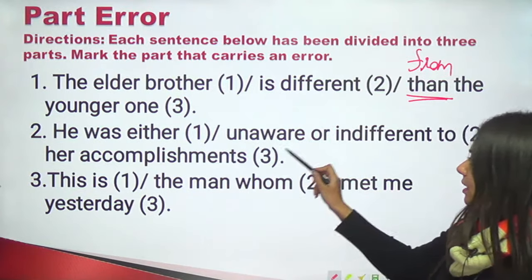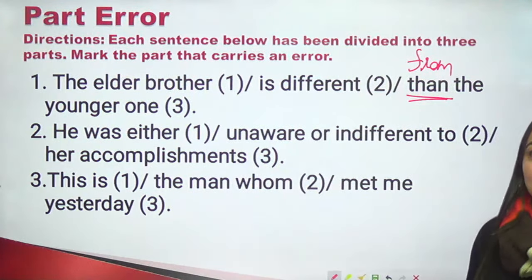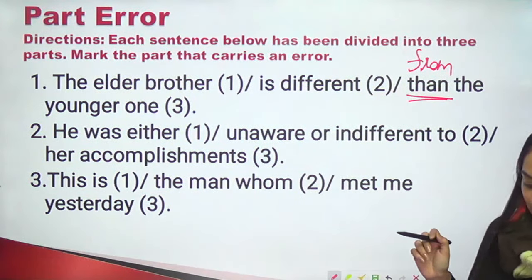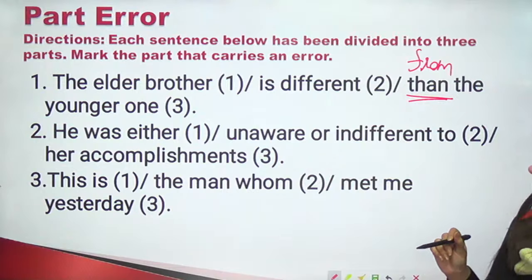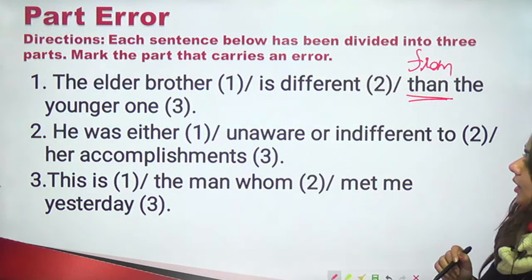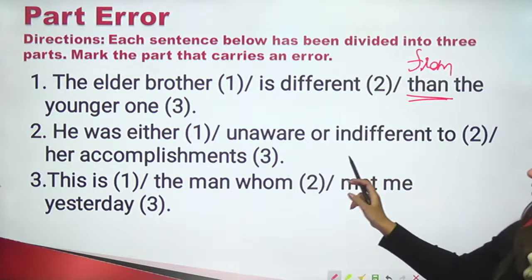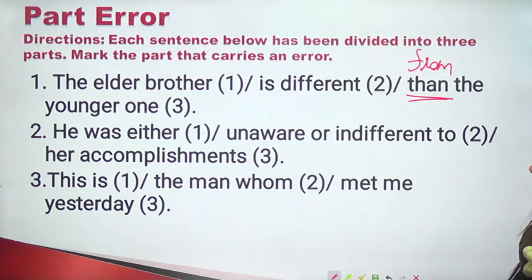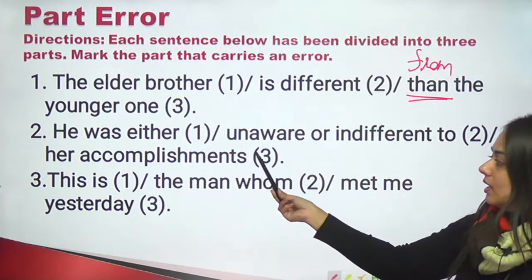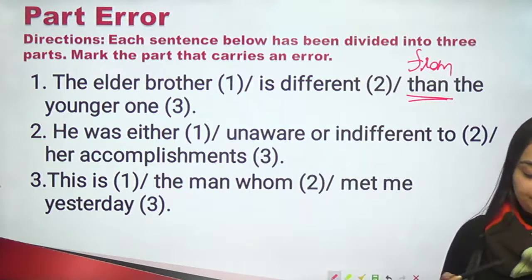He was either unaware or indifferent to her accomplishments. What is the anomaly here in this sentence? Okay, yes, wonderful. Boo, you've answered it correctly. It should be this one. Let's see the second one. Try your luck in this one. He was either unaware or indifferent to her accomplishment.